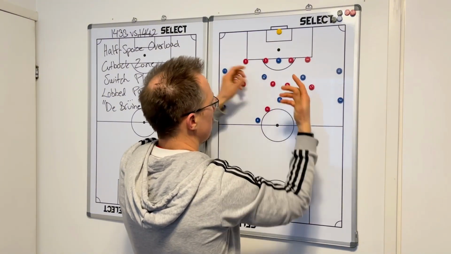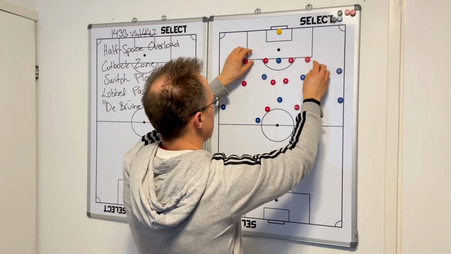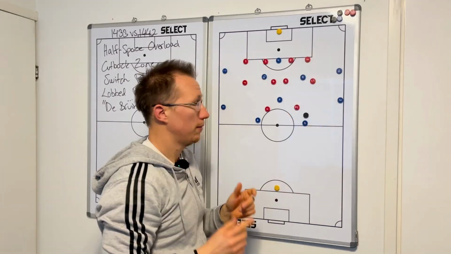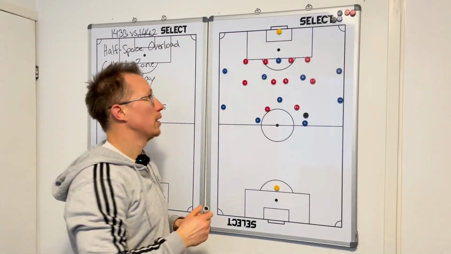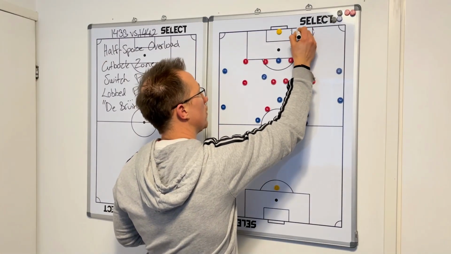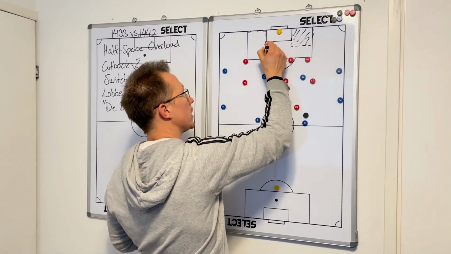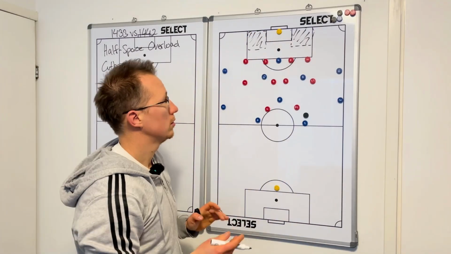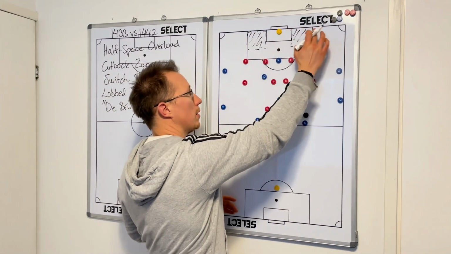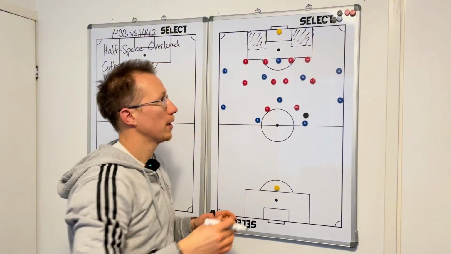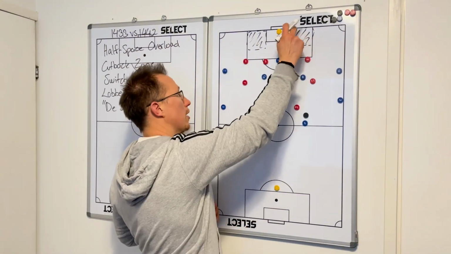And you can do this multiple ways. I just give an example. First of all, cutback zone. We want the ball somewhere around here. Left or right side, doesn't matter. Cutback zone, so not too close to the goalkeeper and not too close to the corner flag. Inside the box, near the end line.